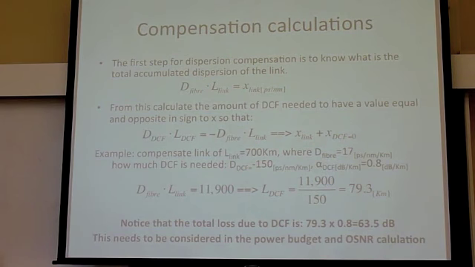Example: the link is 100 km, dispersion of normal fiber 17. I get 1,700 units of dispersion. So this fiber that I have is pretty much fixed. So how much length do I need? Just divide this by the DCF dispersion and get about 80 kilometers. Now remember that the loss of this fiber is 0.8 dB per kilometer, not 0.2, 0.5. So basically I actually add 63 dB of additional loss.